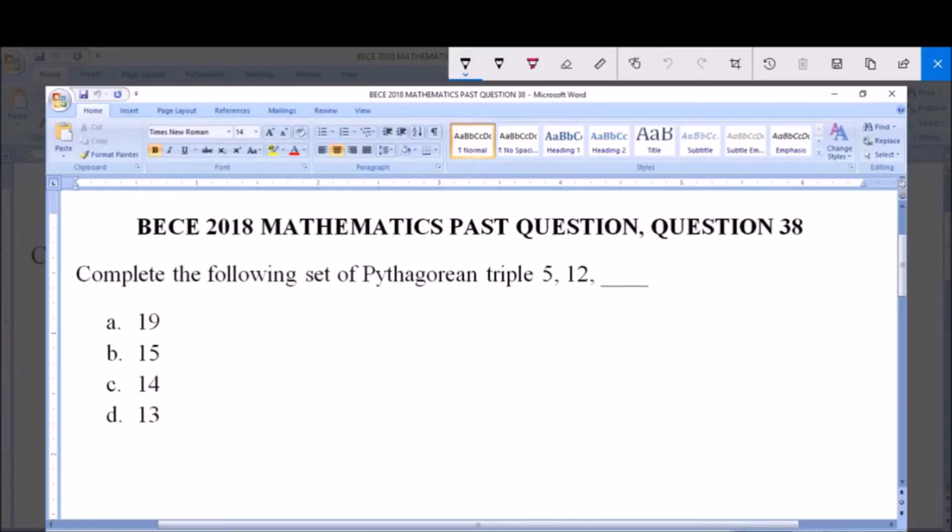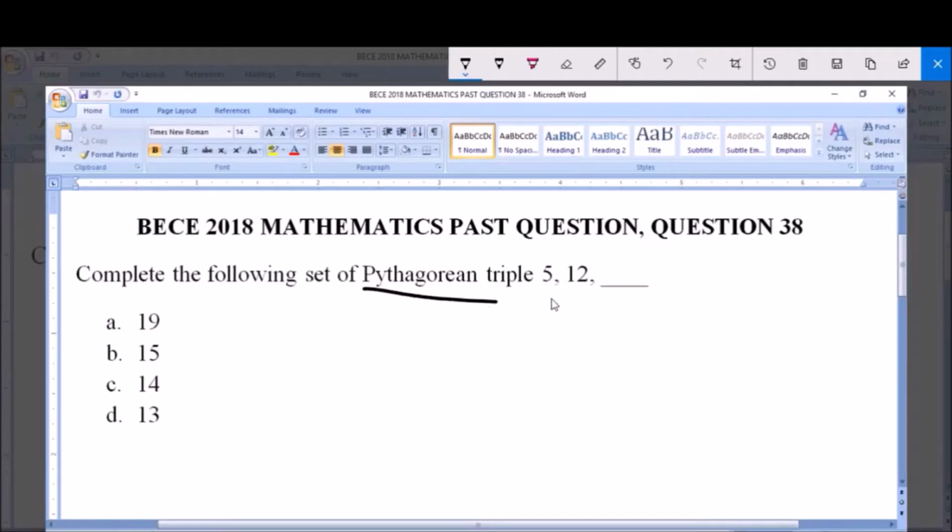Today we're going to be dealing with BECE 2018 Mathematics Past Question 38. Complete the following set of Pythagorean Triple: 5, 12, and dash. A 19, B 15, C 14, and D 13. So we have to complete the following set of Pythagorean Triple.